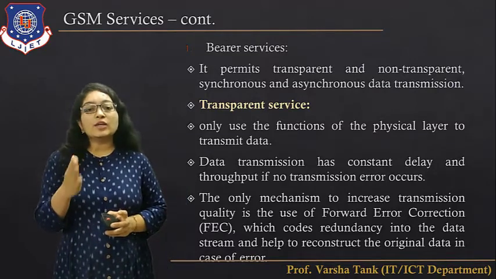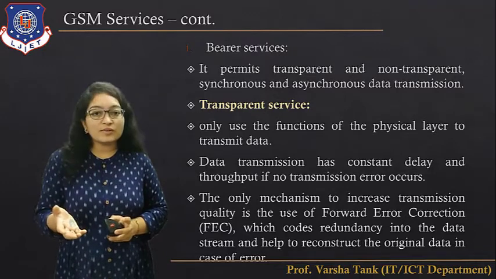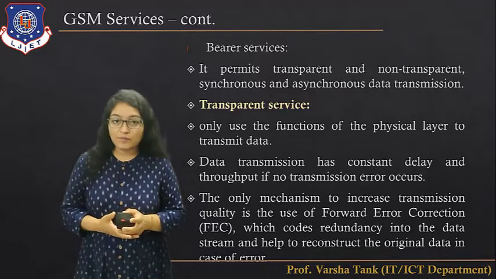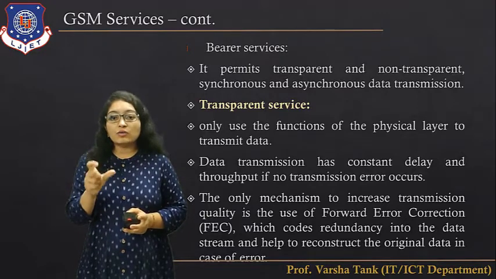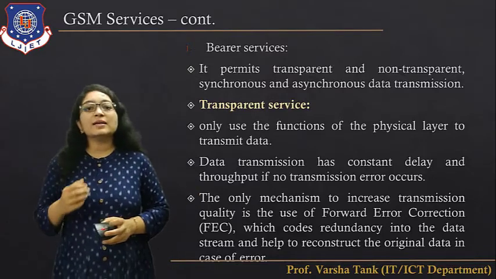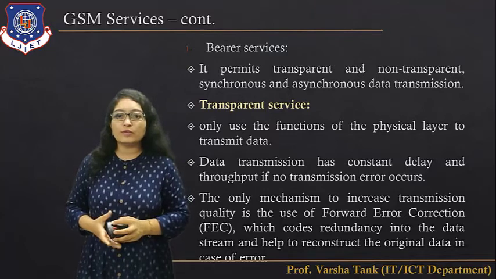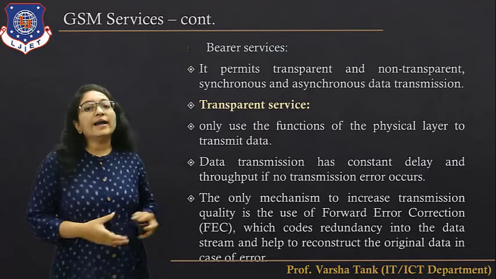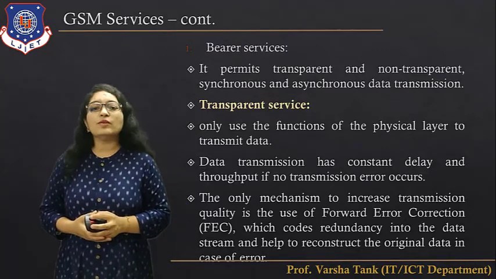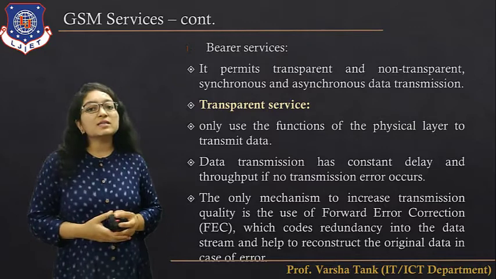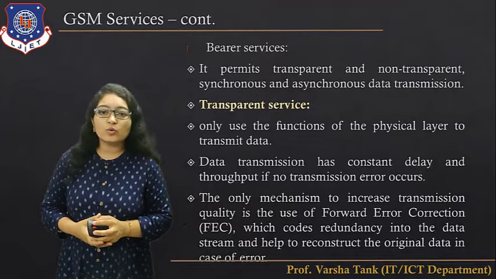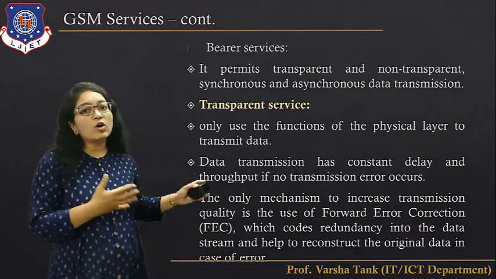Okay, so whenever you are using the transparent service, transparent, that means what? The data is available to everyone. So when we are talking about the transparent service, it will work at the physical layer. Okay, so data transmission has the constant delay and throughput if no transmission error occurs, and the only mechanism to increase the transmission quality is the use of the forward error correction, that is a code redundancy into the data stream that helps to reconstruct the original data. Okay, so this is forward error correction.